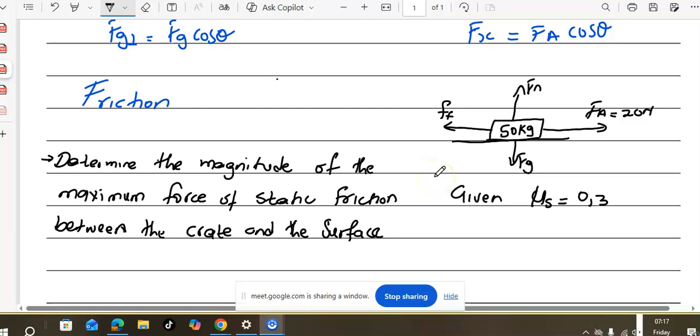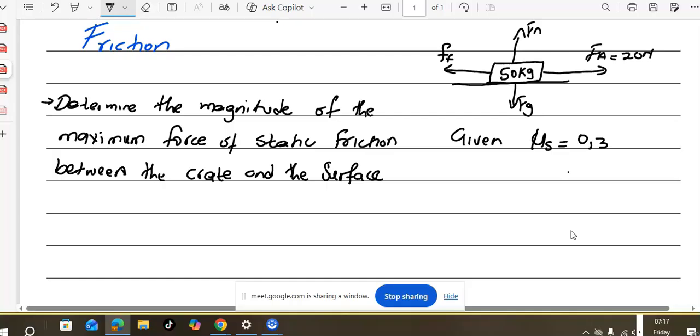Let's discuss the formulas. Because this is static, remember we said static is the maximum that one needed. So now we're going to say that F max equals μs times the normal force. Nice. But now remember, this is just on a horizontal surface, and the force is parallel to the surface.